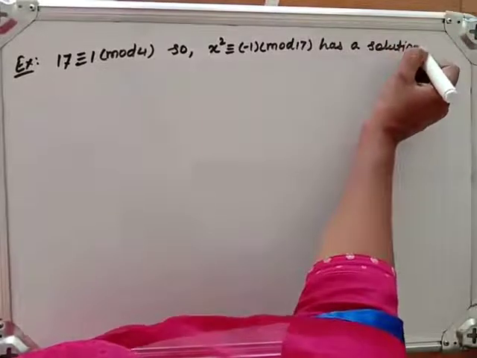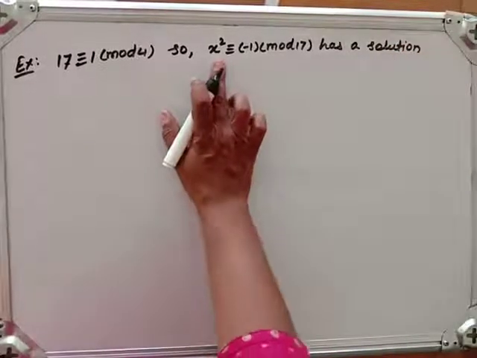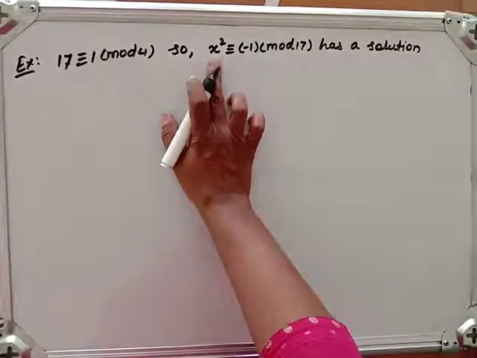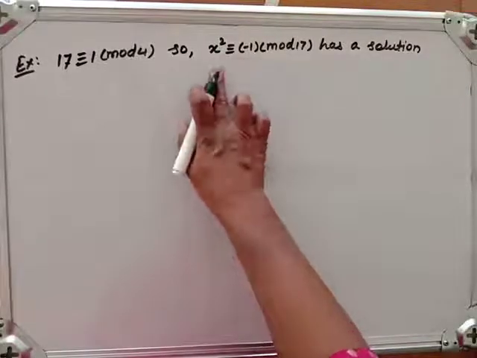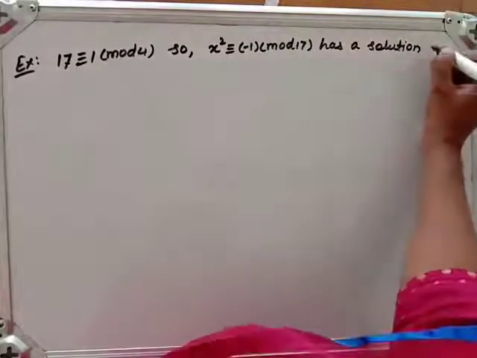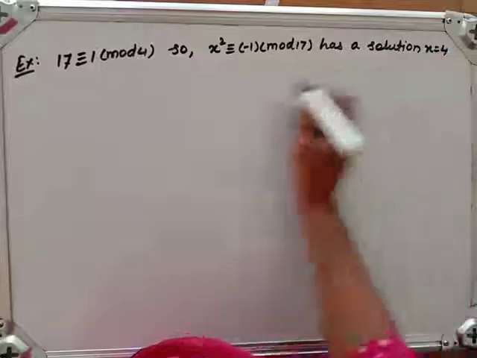And what is the solution? The solution is x equal to 4. 4 squared is 16, and 16 minus of minus 1 is plus 1 so 17 divides 17. So it has a solution, x is equal to 4.